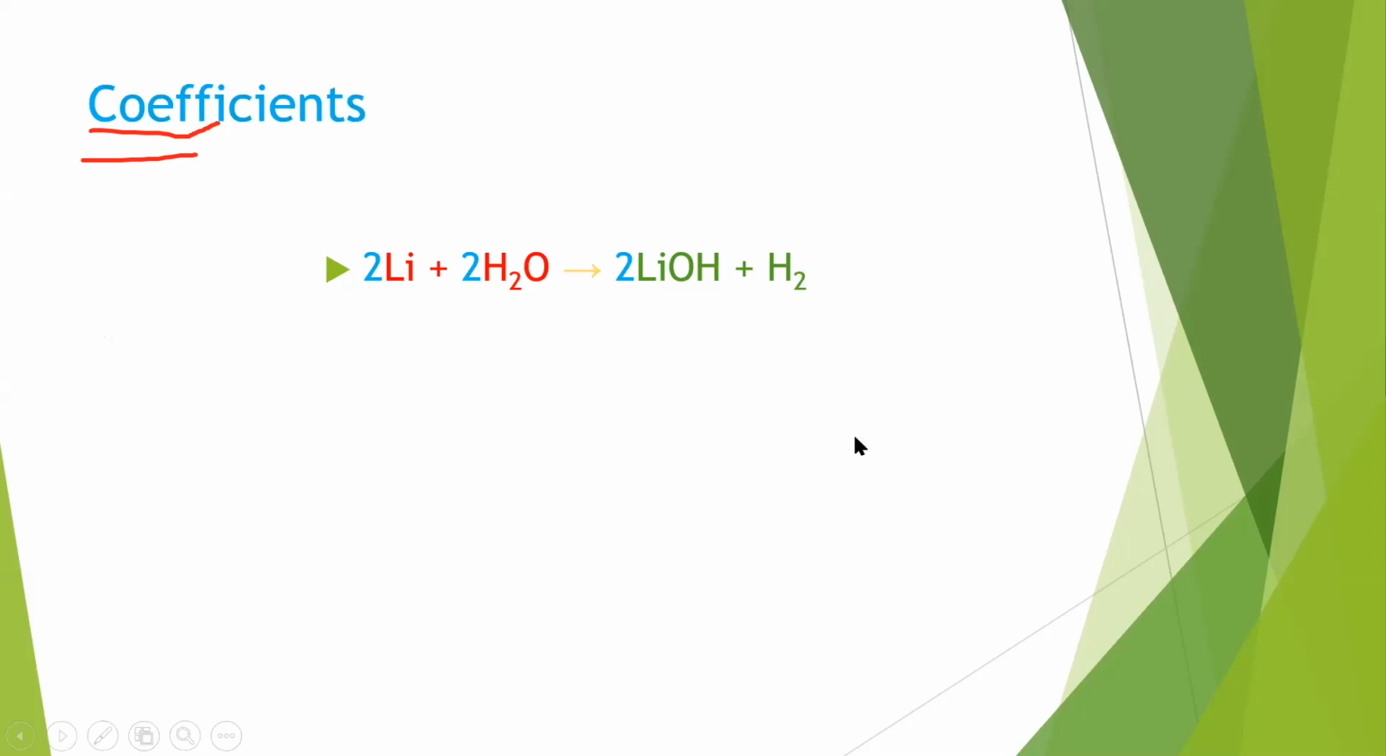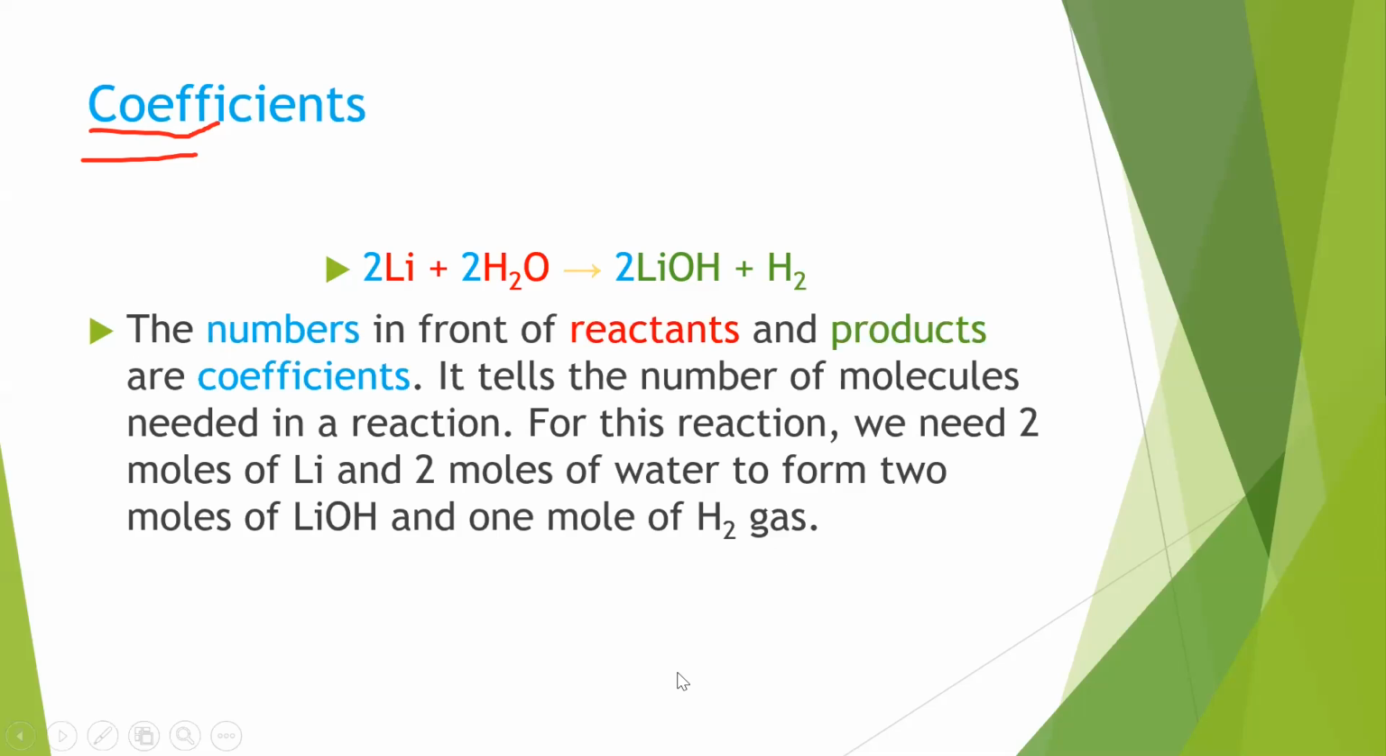So the last thing I want to talk about is coefficients. So coefficients are the numbers in front of a reactant or product. So basically the numbers in blue. So as you can see, H2 doesn't have a coefficient. When a substance doesn't have a coefficient, it's implied to be a coefficient of 1. So a coefficient tells how many molecules are in a reaction that they react with.